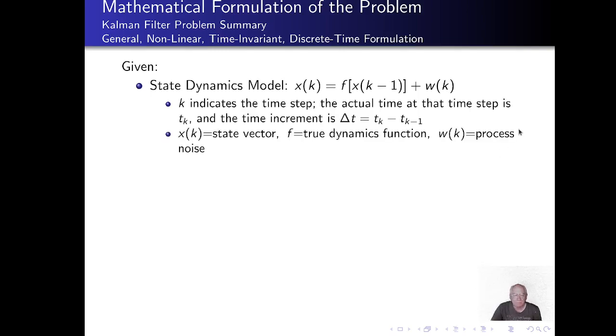And of course, x is a state vector, and it changes with time, so it's indexed by k. F is, in general, a nonlinear dynamics function that causes the state to change over time. And w sub k is a process noise vector.